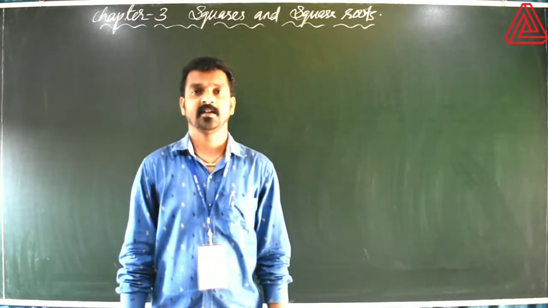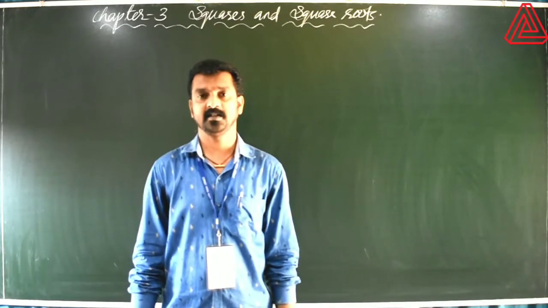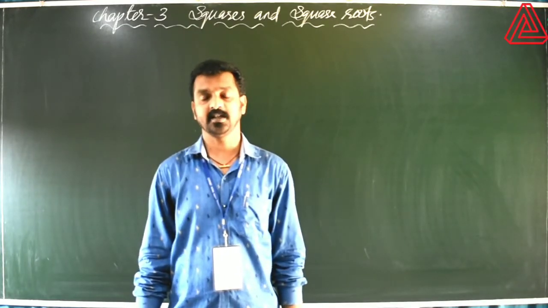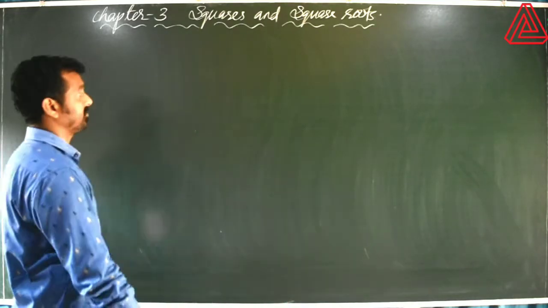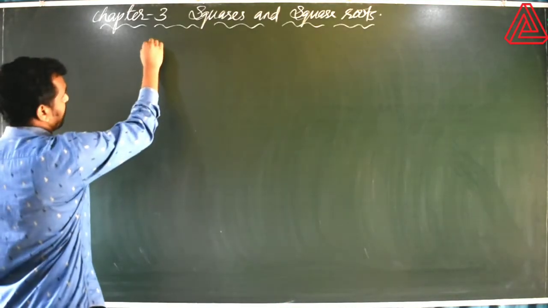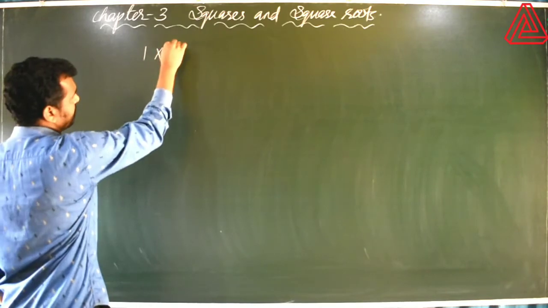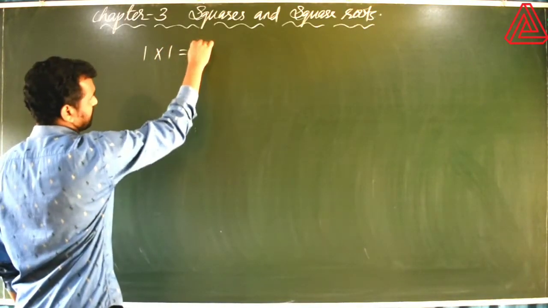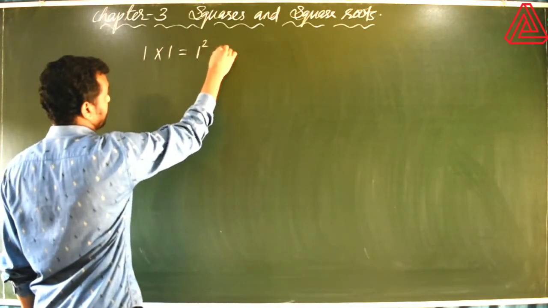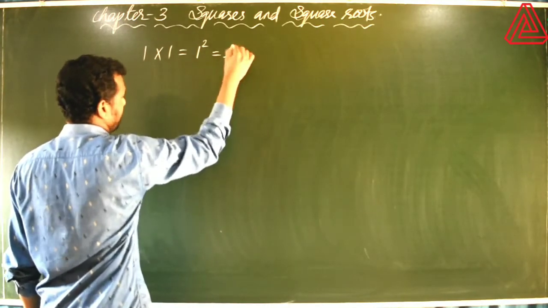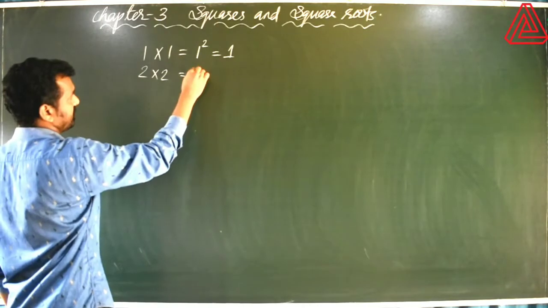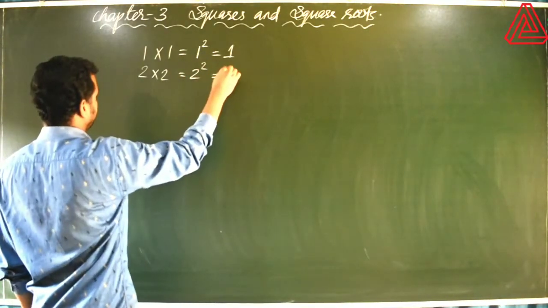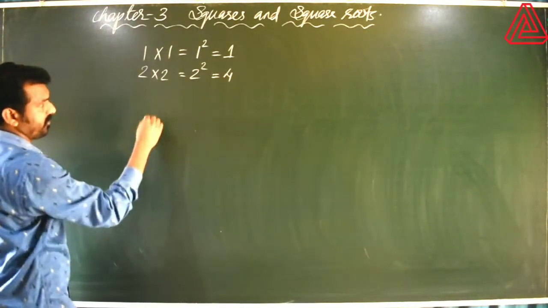Dear children, in this video we are going to learn chapter 3, squares and square roots. Let's consider some patterns. 1 into 1 is equal to what? 1 is multiplying 2 times, 1 square, 1. 2 into 2 is equal to 4, 2 is multiplying 2 times, 2 square, 2 2s are 4.